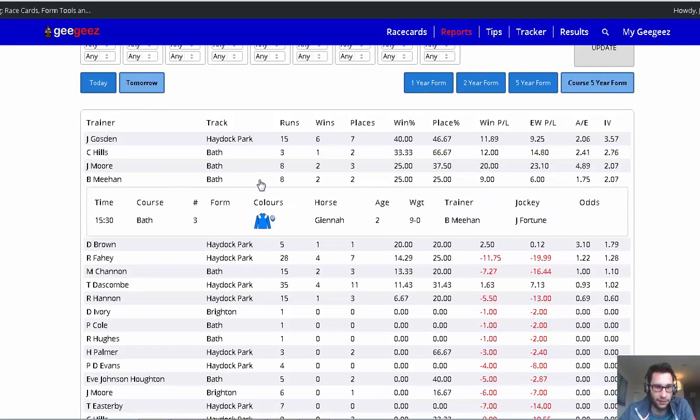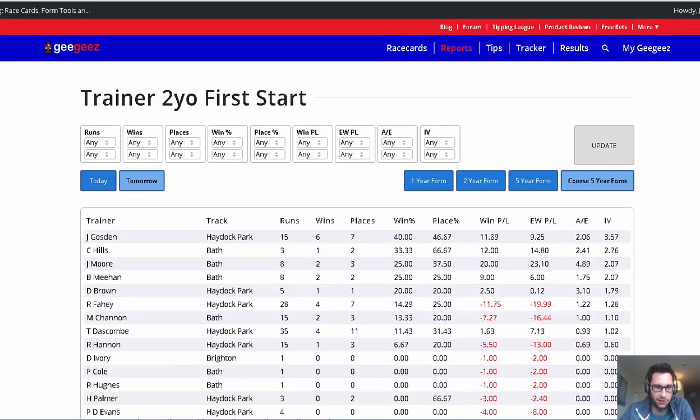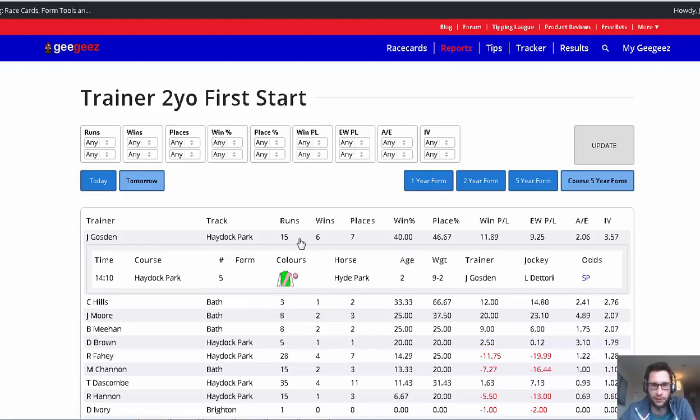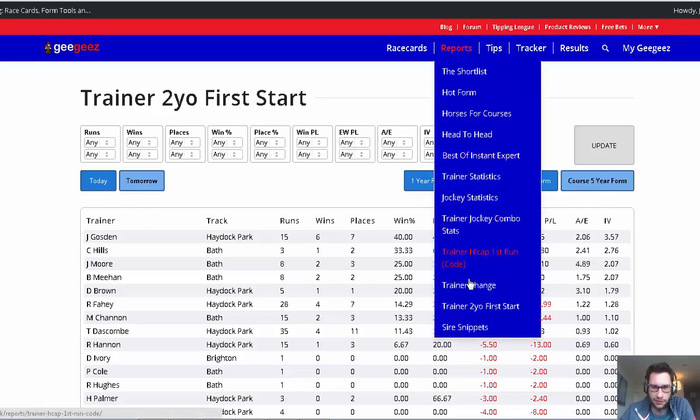Brian Meehan at Bath, 2 from 8. He's been a bit out of form, and so far his ones making debut haven't done that well. I suspect he may well be a system qualifier, but they're not uploaded in my database yet. So yeah, that's first time out 2-year-olds. The John Gosden one, normally they're probably well found in the market, but you never know, it might be a decent price.